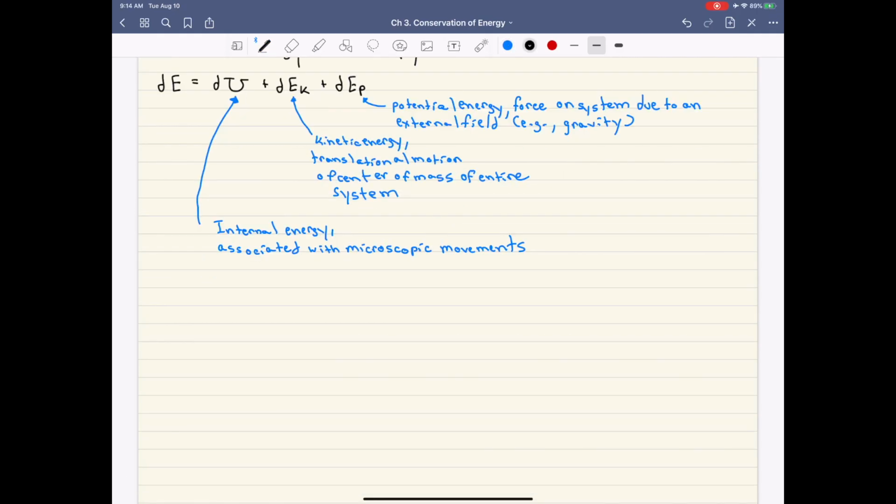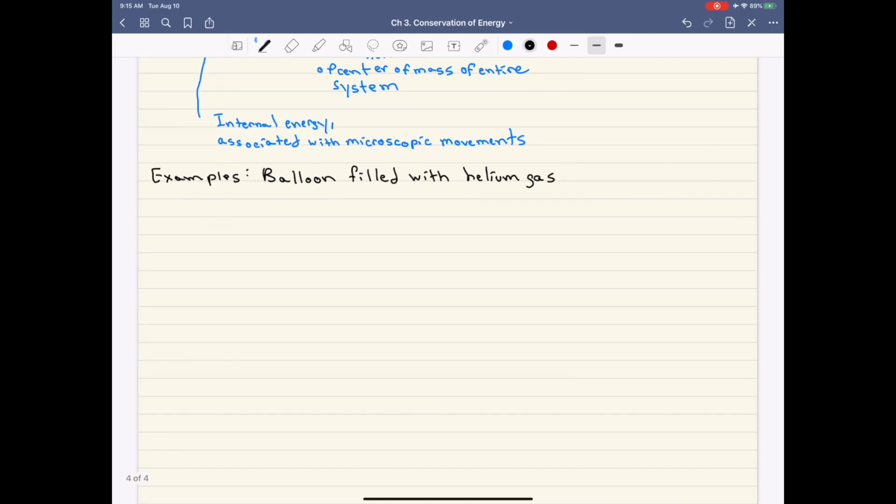To illustrate this idea of internal energy more concretely, I want to go over an example with you. Okay? And the example we're going to go over is a balloon filled with helium gas. All right, and so for this balloon, all of you have seen a balloon before. Kind of looks like that, with a little string at the bottom.